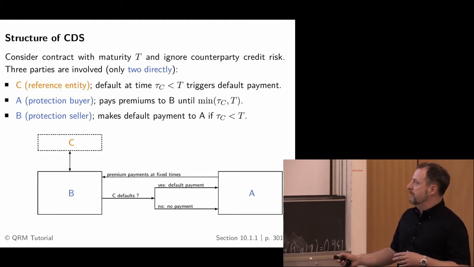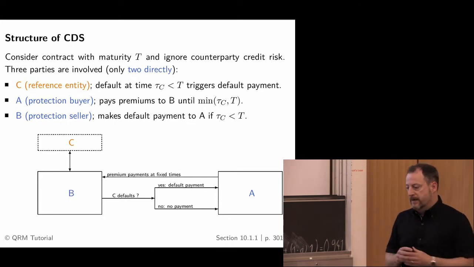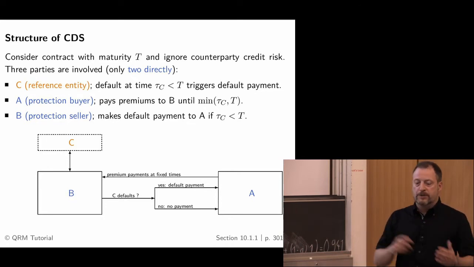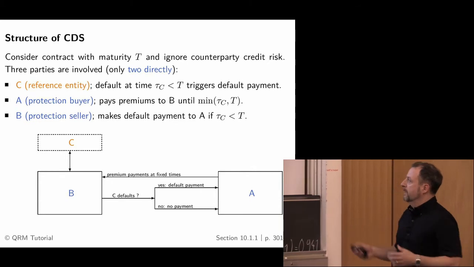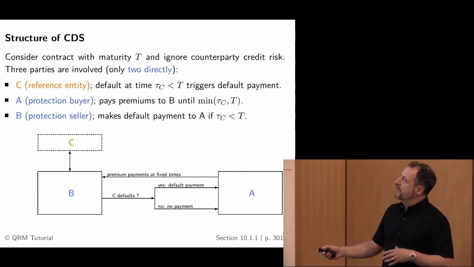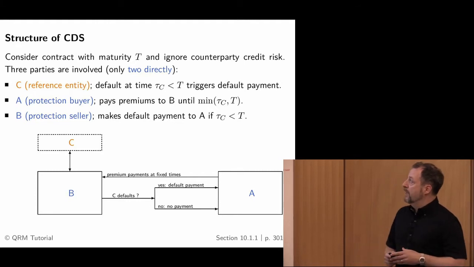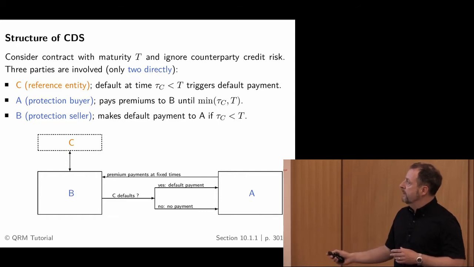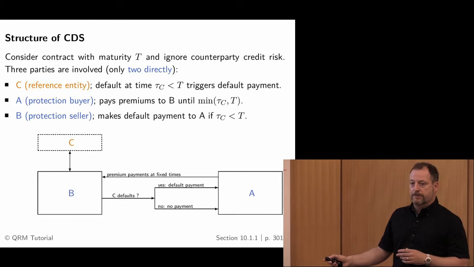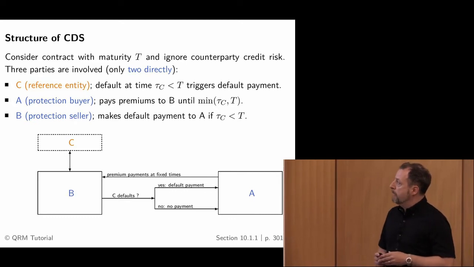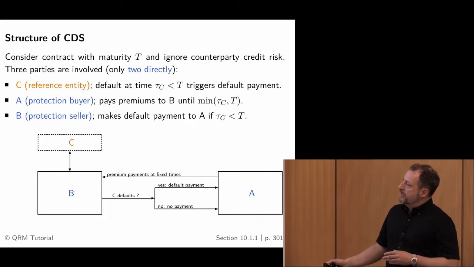So, let's pretend that C is an oil company or a supermarket group, or Nestle, a company that issues a bond. It issues bonds on a large scale. And A here is a bank or an insurance company that has a very large holding in the bond of C and wants to protect itself against the default of C. B, the protection seller, comes in and offers that protection.